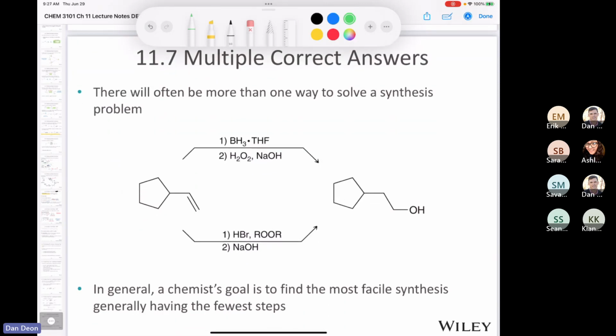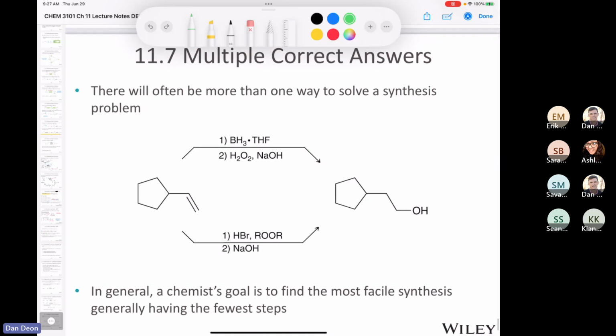And this is something that you're going to see more and more as the class moves on, is that we'll have more and more different ways of doing the same synthesis. If you take a look at this one here, you can see that this is clearly just an anti-Markovnikov addition of water across a double bond, but you could also do an anti-Markovnikov addition of HBr to make the primary alkyl bromide like this. And then you could do, son of a gun, I'm missing the carbon. Where is it? There it is.